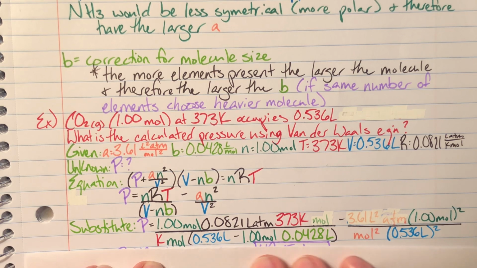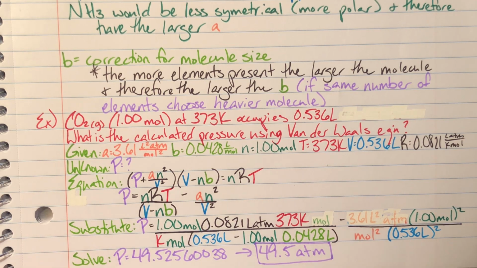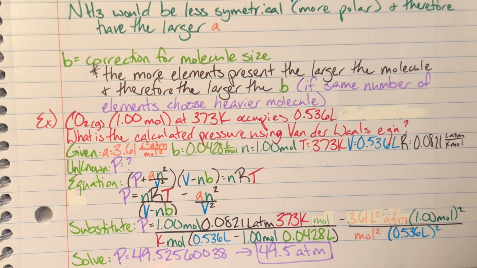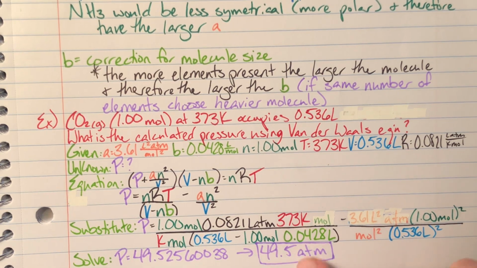After I've gone through and I have multiplied everything out and I've divided everything out, the number that you will end up getting will be that my pressure is going to be equal to 49.52560038. And whenever I round to that first decimal, the 2 doesn't make me round up, so that 5 will be left alone and all the other numbers will drop away. And I will have atmospheres left as my only unit. And that's how you're going to deal with the Van der Waals equation.